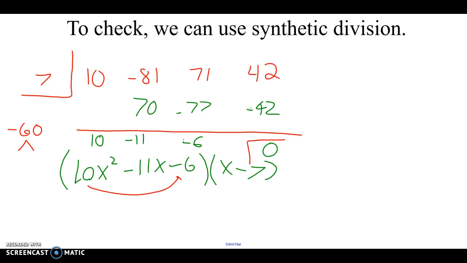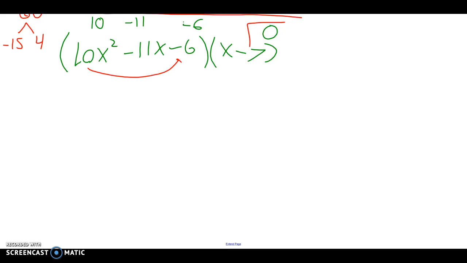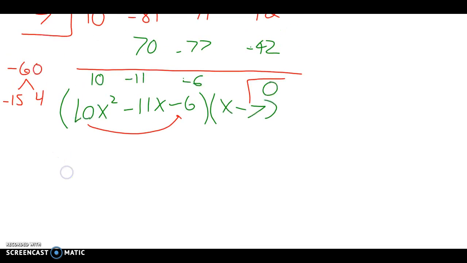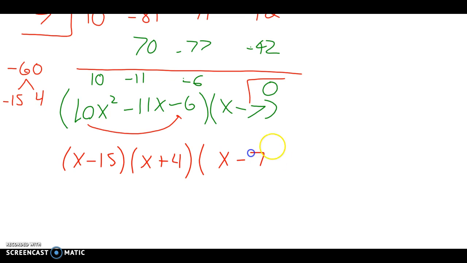So what did you say? Landon, what did you say? Negative 15 and 4. Good. Negative 15 and positive 4. I put into my factors, so x minus 15, x plus 4. And I'm going to keep tacking on this x minus 7, because that is a factor. That was the divisor that I divided by from the very beginning. So it's just going to follow us along the whole way.